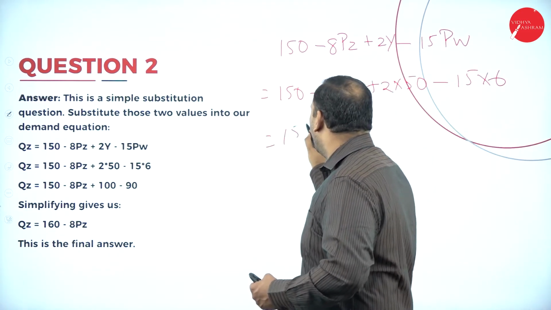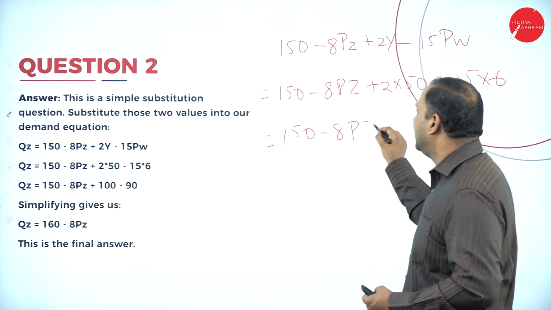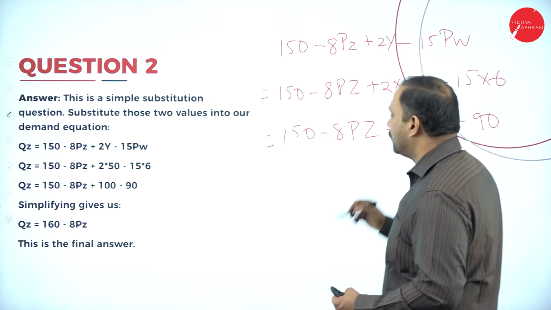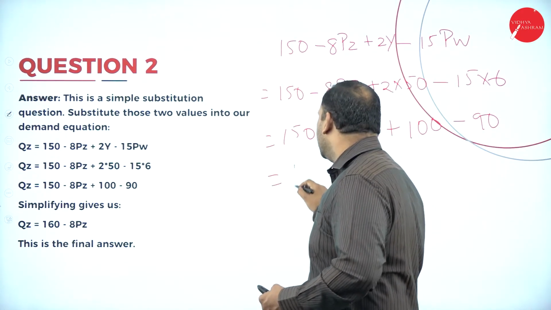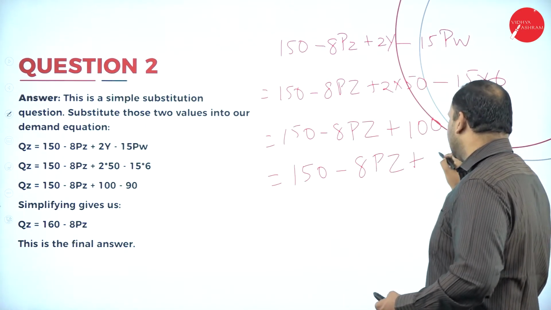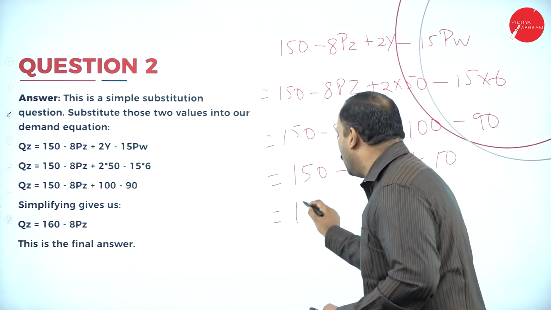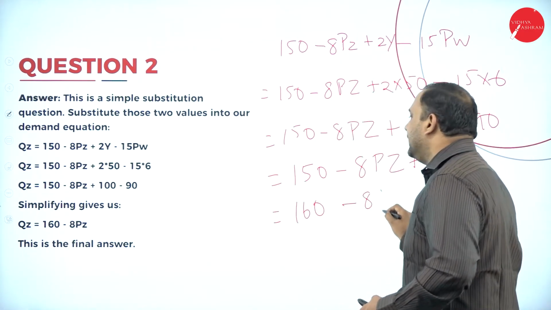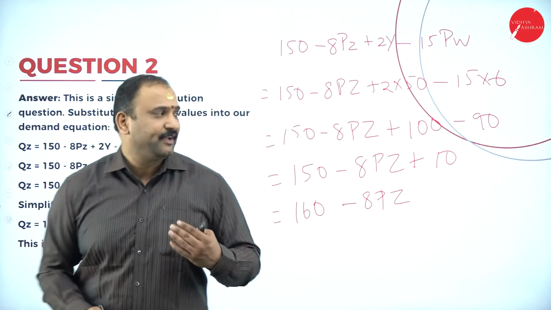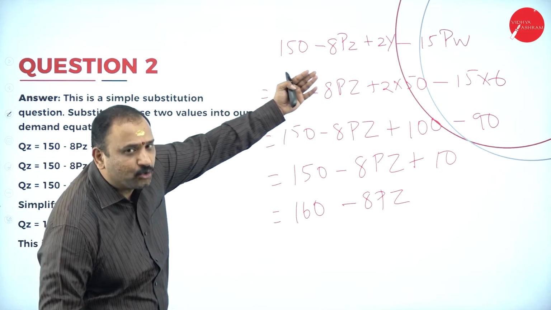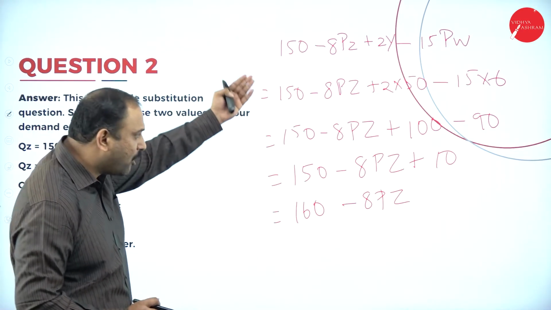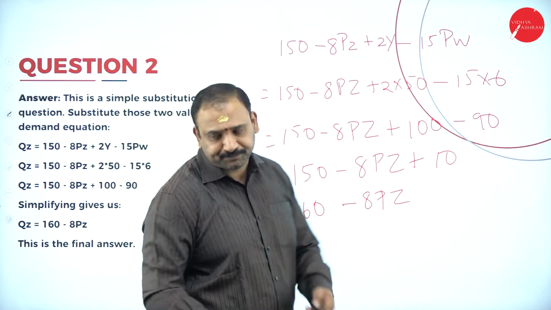So you will get 150 minus 8PZ plus 2 into 50, which is 100, minus 90. When you solve this equation, you will get 150 minus 8PZ plus 10, which makes the equation 160 minus 8PZ. This is the final answer that we have to get. It's a very, very simple one. You just have to substitute the values in the equation. You will be able to get the entire step of actions that have been told here.